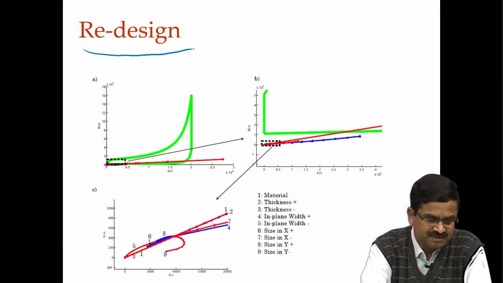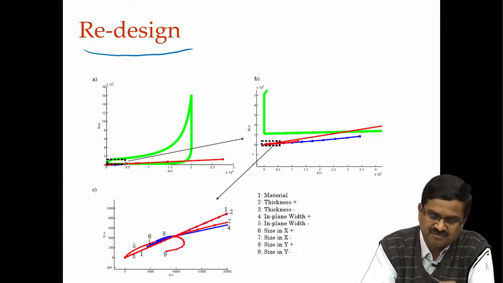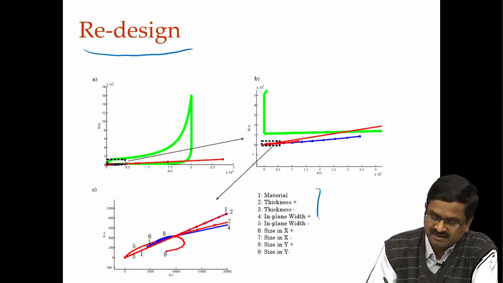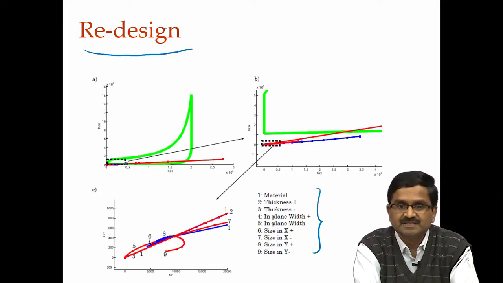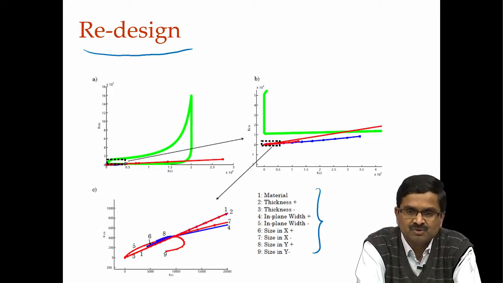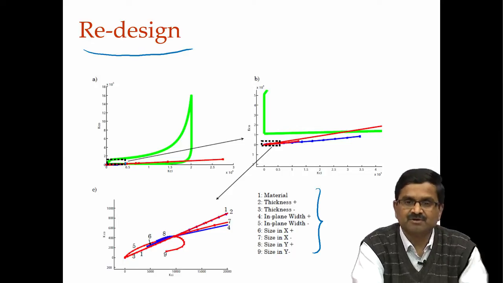So, redesign here means that the point that was there was not satisfied. So, we construct some parameter curves. Parameters are here, we can change material. Thickness plus means that you can increase thickness and then see what happens to KCI KCO, and if you click on it you would also know what n value will be there.